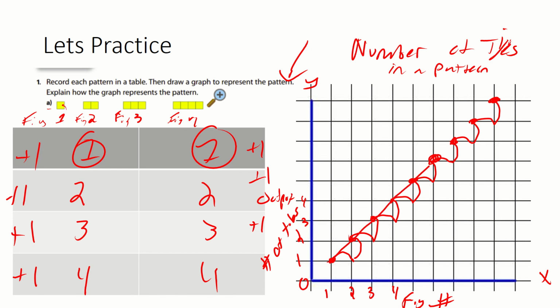Guys, this is what's called a linear line, which means that the pattern is a linear pattern, all right? You will learn more about that in the future.